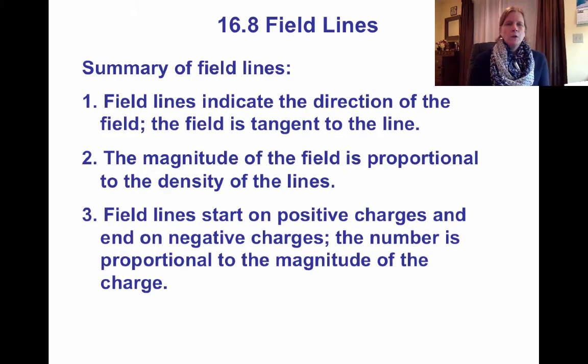Okay, so summary. Field lines indicate the direction of the field. Field at any point is tangent to the electric field line. The magnitude of the field is proportional to the density of the field lines. Closer to a charge, the field lines will be closer together, the field is stronger. Further out, the field lines are farther apart and the field is weaker. Field lines start on positive charges and end on negative charges, and the number of field lines is proportional to the magnitude of the charge.